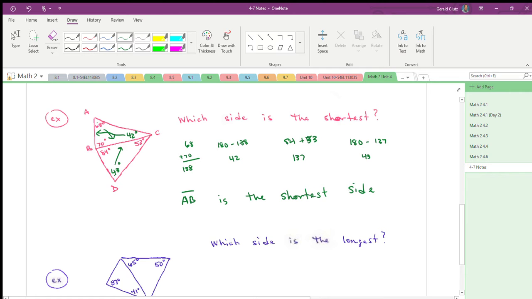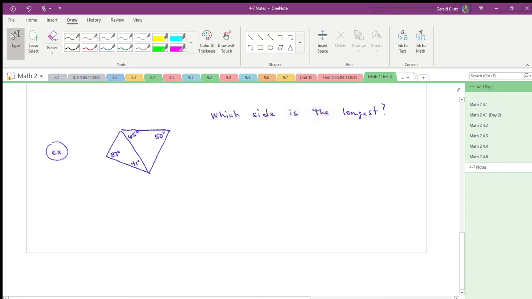And then finally, our last example. Which side is the longest? Well, let's figure out the missing angle. So 87 plus 41 is 128. And then 180 minus 128 is 52. So this angle is 52 degrees.